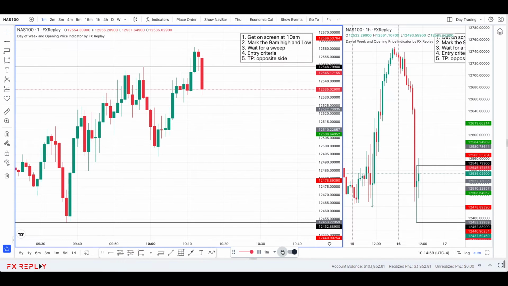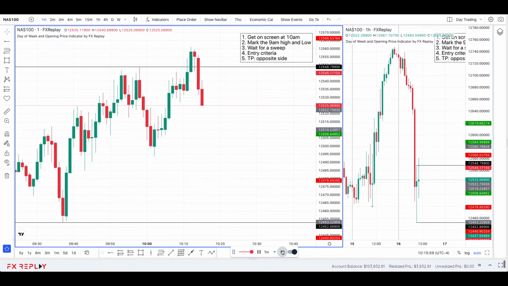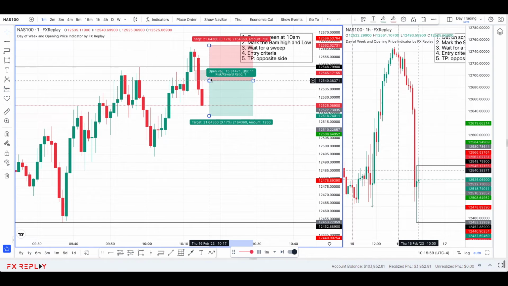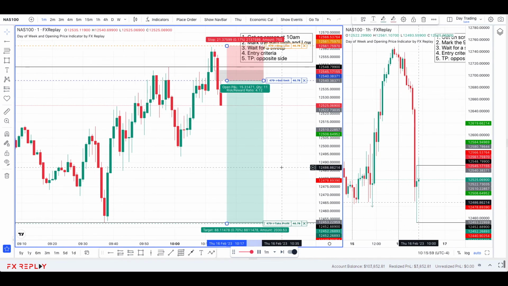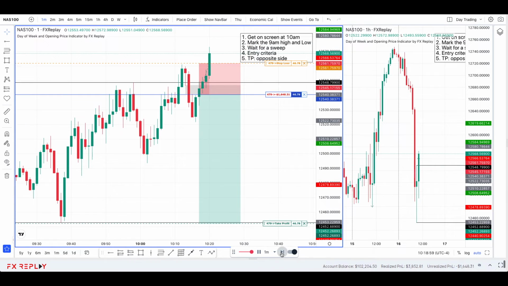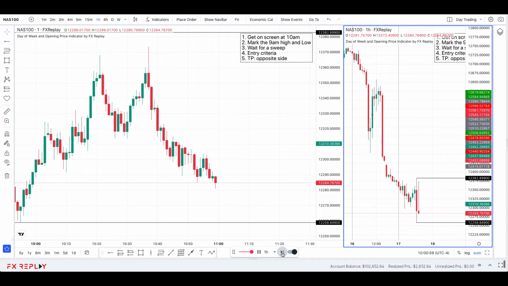Alright, so we took out the high. Great displacement, fair value gap right there. Once again, I don't know if this is a breaker, but I'm just going to use a fair value gap. I think this is fair enough. That's a stop loss.